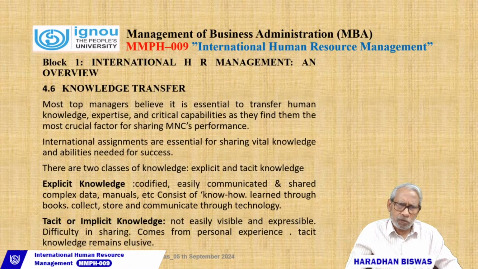So there are two classes of knowledge. One is explicit, and the other is tacit knowledge, or I can say implicit knowledge. Tacit means implicit knowledge. Explicit knowledge is basically codified, easily communicated, and can share complex data easily, manually, or consists of know-how. You learn through books, collect it in a store, communicate through technology. These are all part of explicit knowledge.